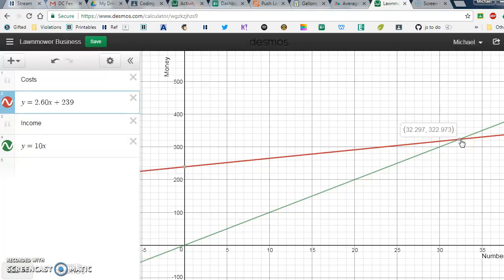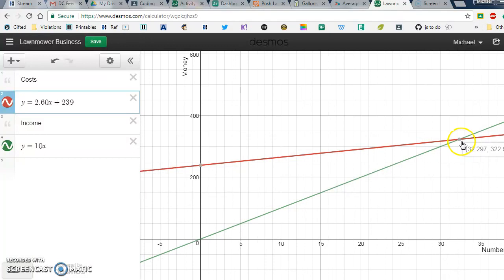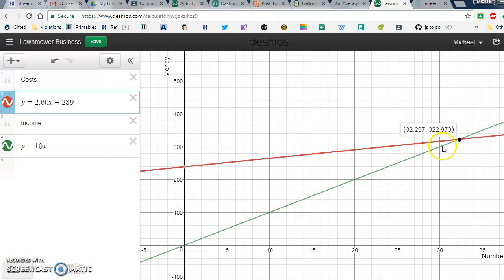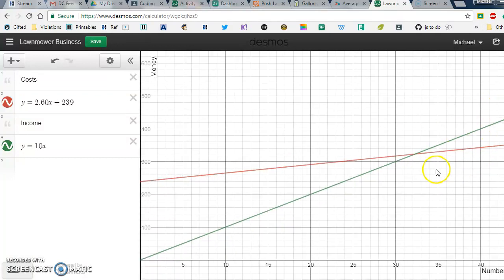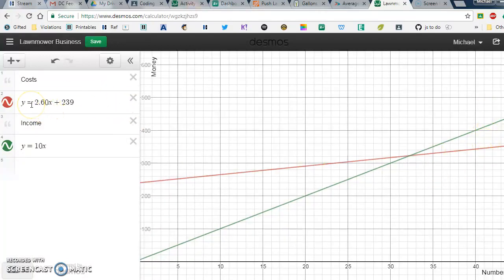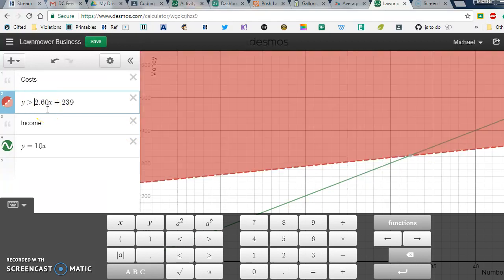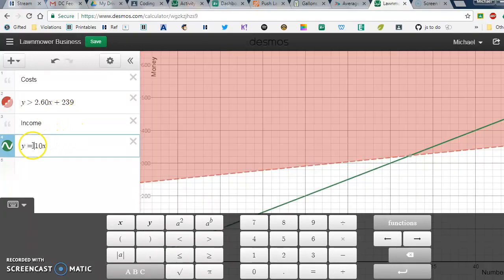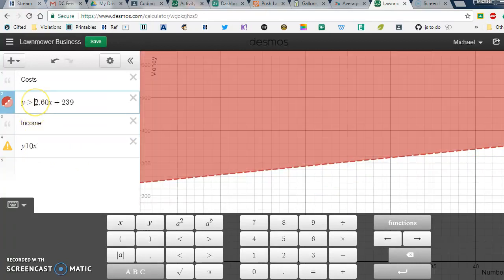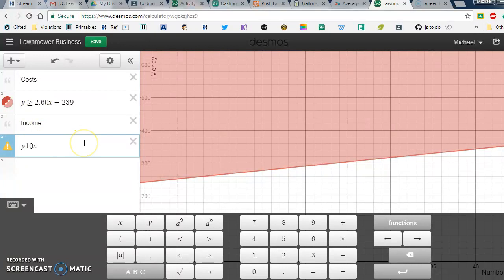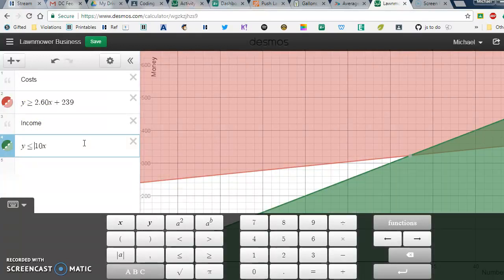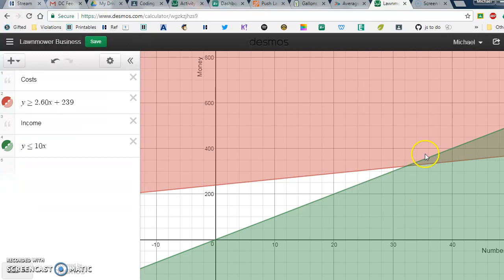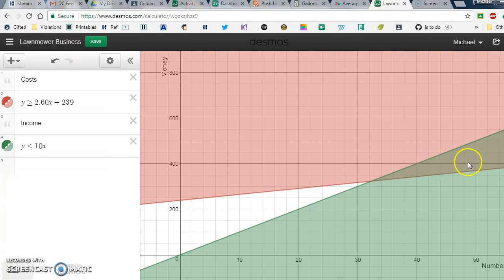But you have to remember that this is actually a linear inequality, not just a linear equation. I'm not just interested in this line. I'm actually interested in the region up here, which would be my profit. So to show that, I'm going to change each of these to a system of linear inequalities. I'm going to assume that I pay at least that much, to be on the conservative side, and that I make no more than this, again to be conservative. So if I make no more than this and I pay at least this, I'm going to be in this range right here to make a profit.